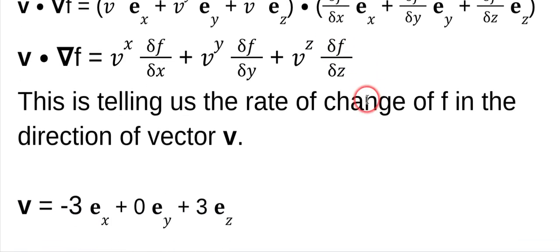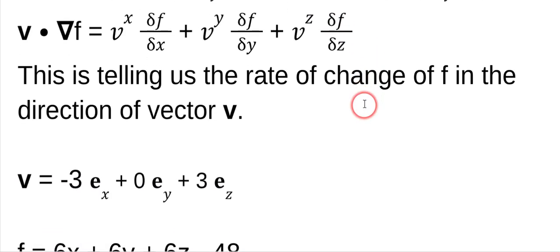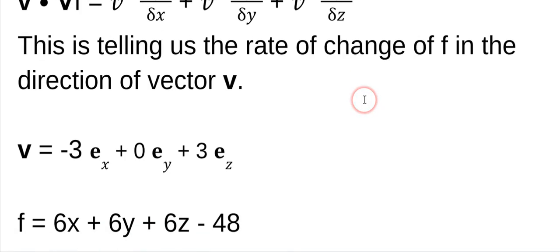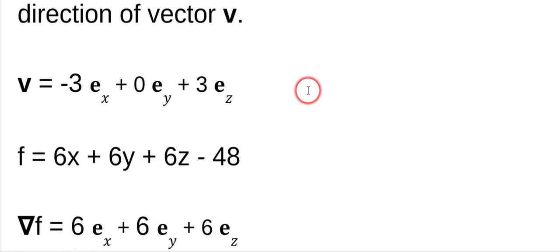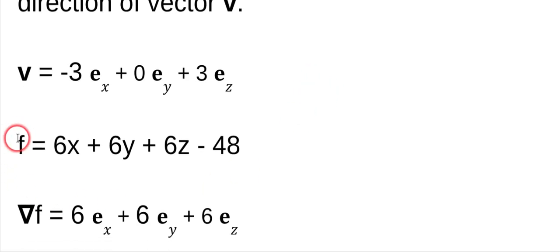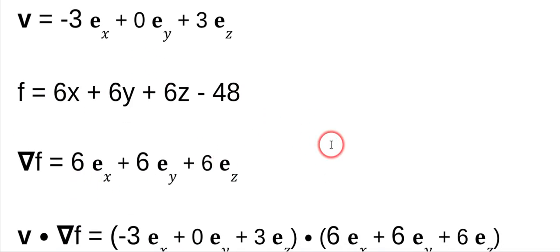Let's take an example. Here's a vector, and here is a scalar function. Now let's dot these two things. Not yet. Let's take the gradient of this first. The derivative with respect to x is just 6, with respect to y is 6, with respect to z is 6. So this is the gradient of f. It is the steepest rate of change of this function. That's what that means.